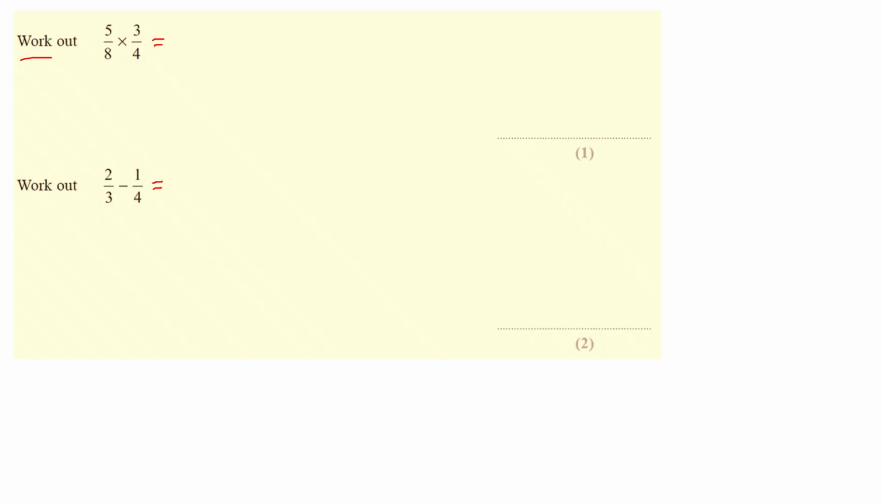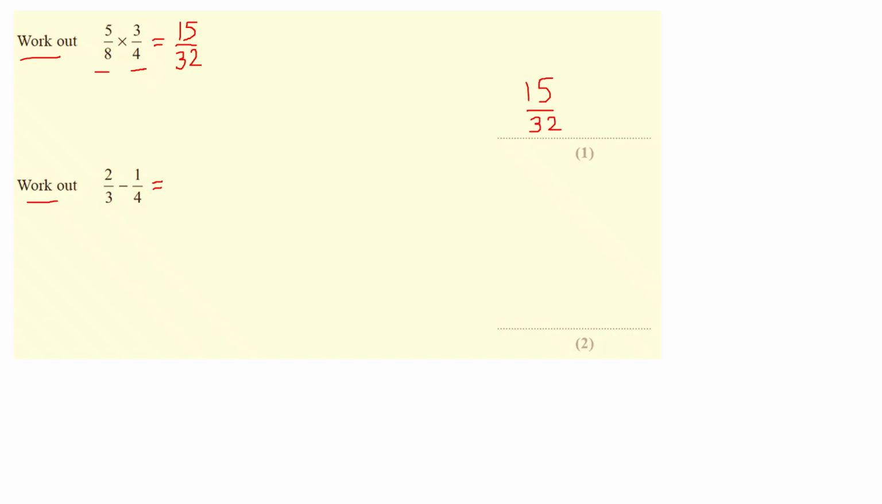So in this first part, we're asked to work out 5/8 multiplied by 3/4. To multiply fractions, nice and easy, we multiply the top by top, bottom by bottom. So 5 times 3 is 15, over 8 times 4 is 32. So we have 15/32, or 15 over 32, as our answer. So multiply the top by top and bottom by bottom.